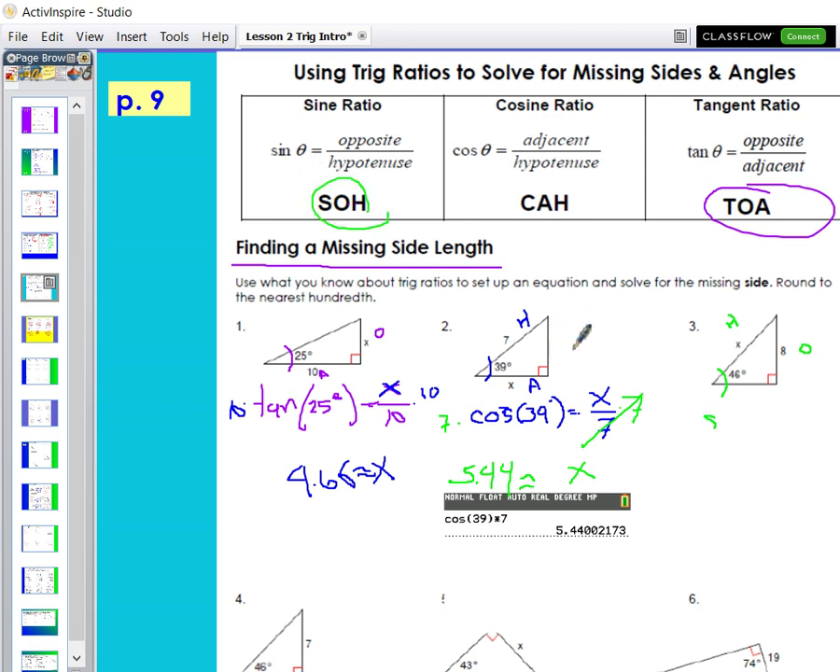So we're going to say sine of 46 degrees is equal to opposite over hypotenuse. So 8 over x. Aha! Sorry if I scared you. Okay, what is so different about this one? How does this differ from the last two?